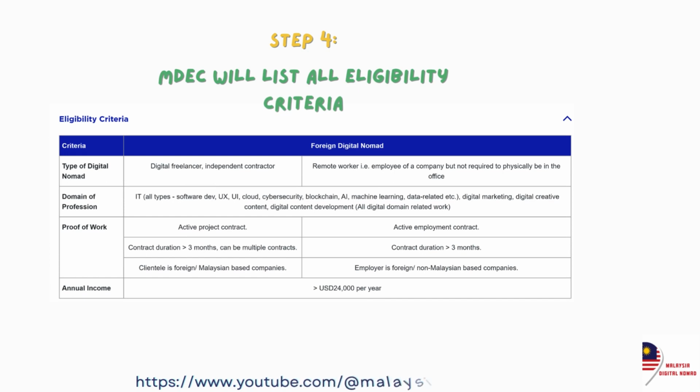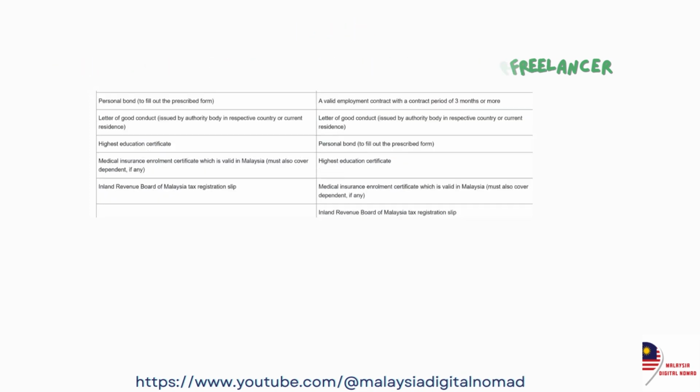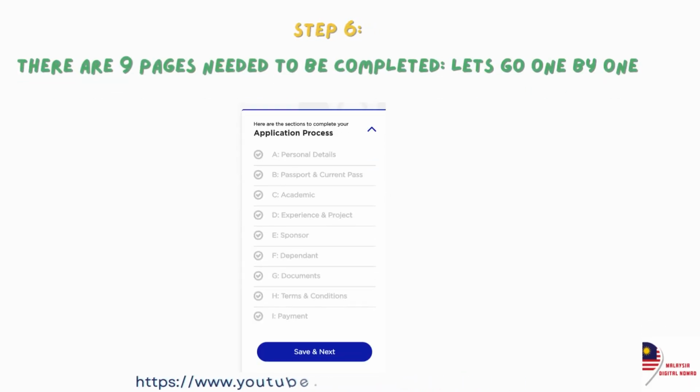Step 4. MDEC will list all eligibility criteria. Step 5. Identify your category as remote worker or freelancer. Once you click Next, Step 6. There are 9 pages needed to be completed. Let's go one by one.